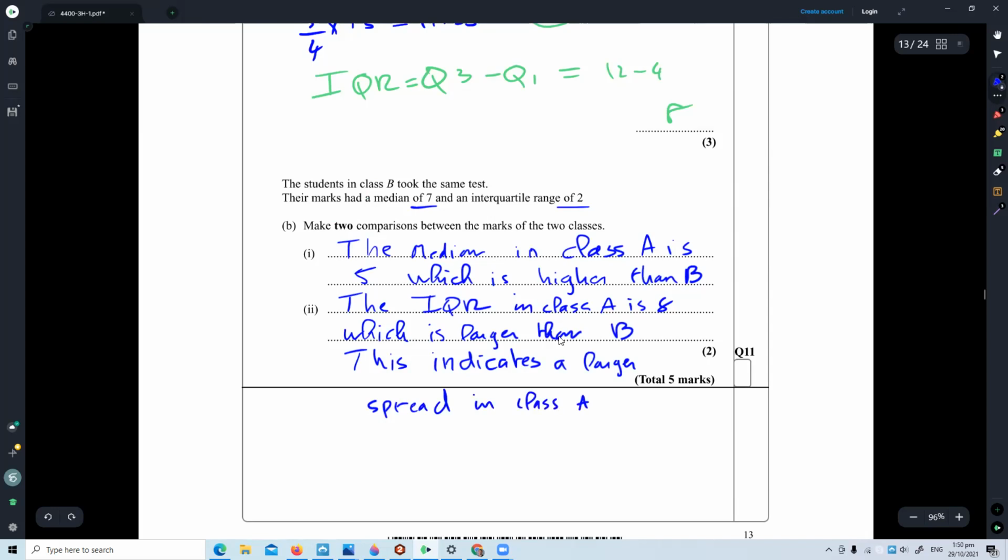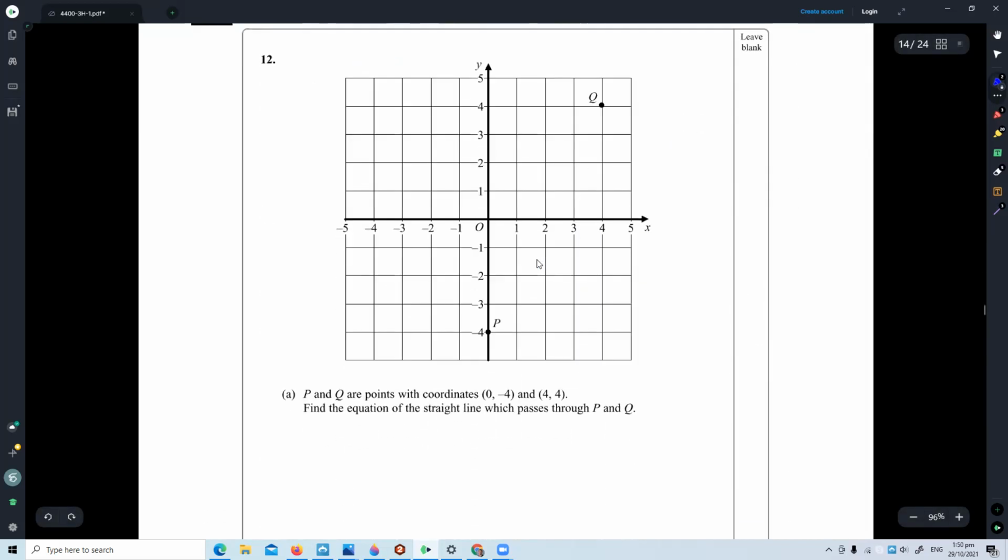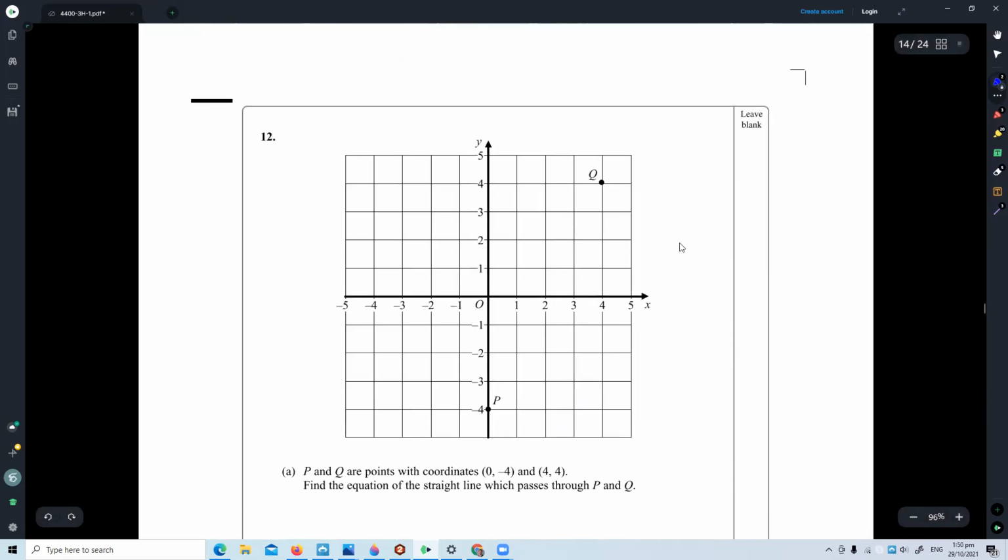Now, you may not need to say that, but just to make sure that you don't lose any marks, you should say it. All right, 2 points, P and Q, with coordinates (0, -4) and (4, 4). The straight line that goes through them.